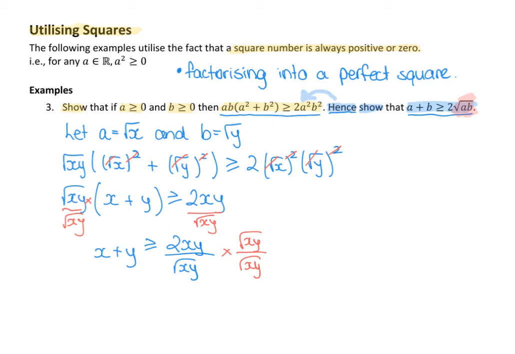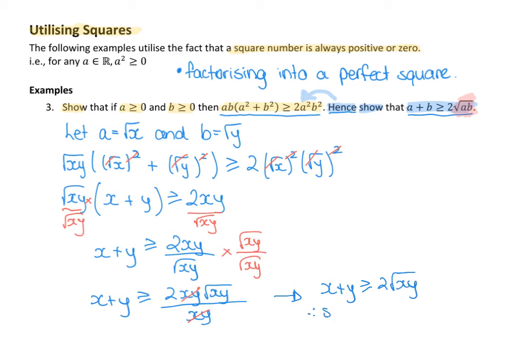So we'll end up with 2 lots of xy multiplied by the square root of xy all over, and now we have on the bottom just an xy term, which will cancel with the term on the top, giving us the statement that we have been asked to prove. And we're done.